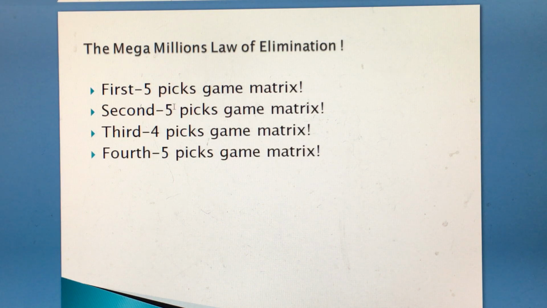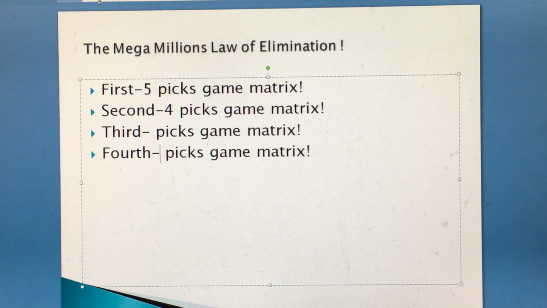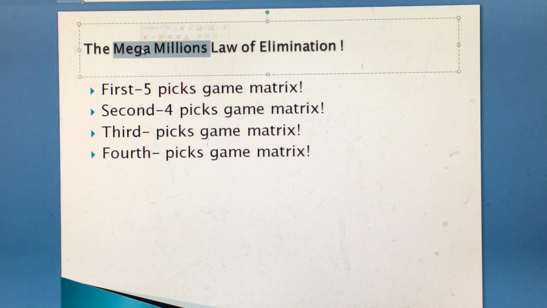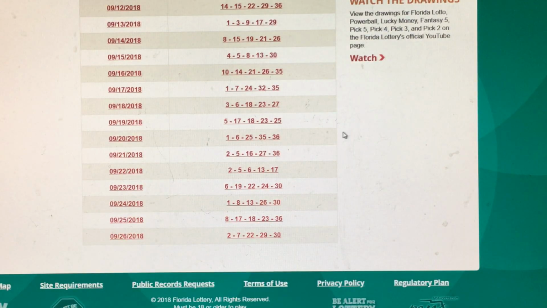The first round you pick 5, the second round you pick 4, and let's look at the third round. Using the law of elimination for Fantasy 5. The third round is the 24th. It's 1, 8, 13, 26, and 30.